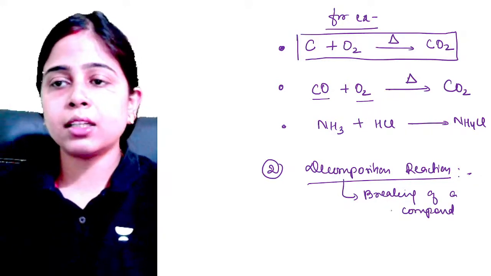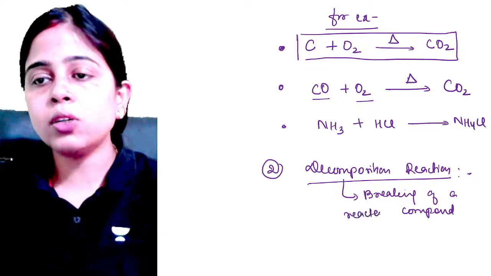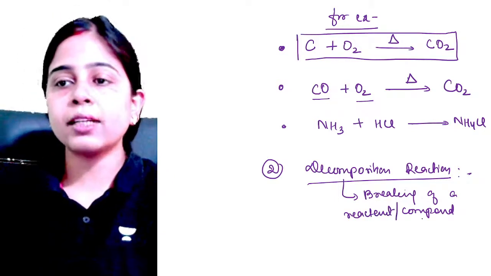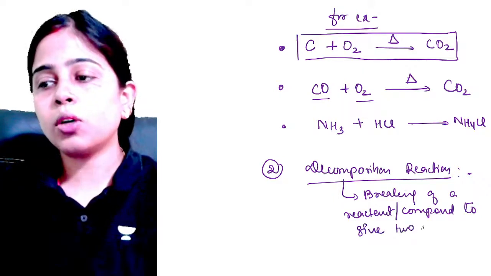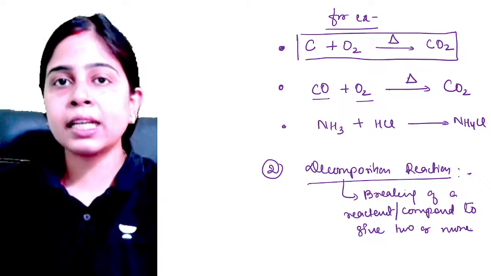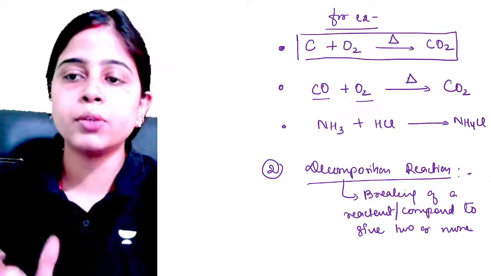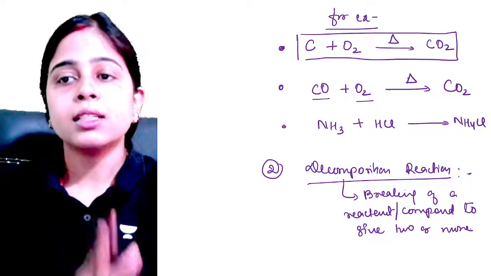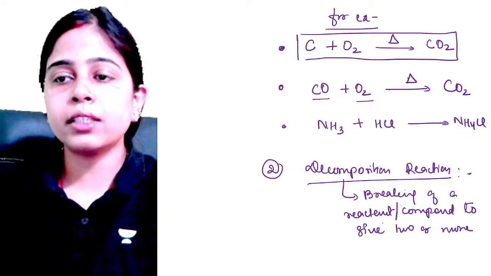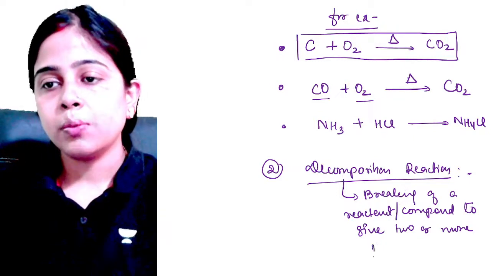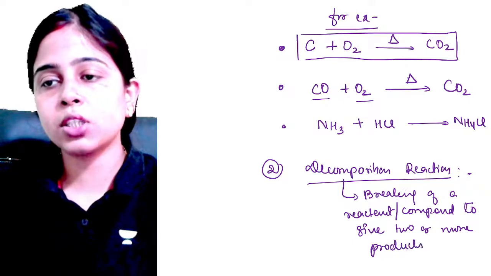You can write either compound or reactant. Breaking of a reactant or a compound to give two or more products. So if one single reactant is breaking down to produce two or more products, that is known as a decomposition reaction. Okay? Breaking of a reactant to give two or more products, that is known as decomposition reaction.